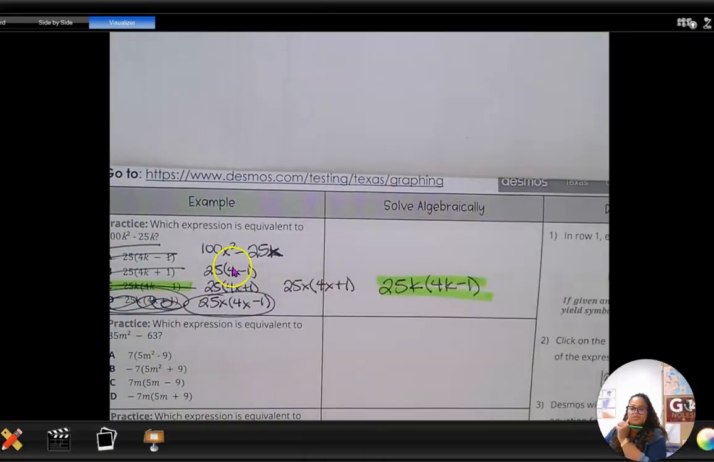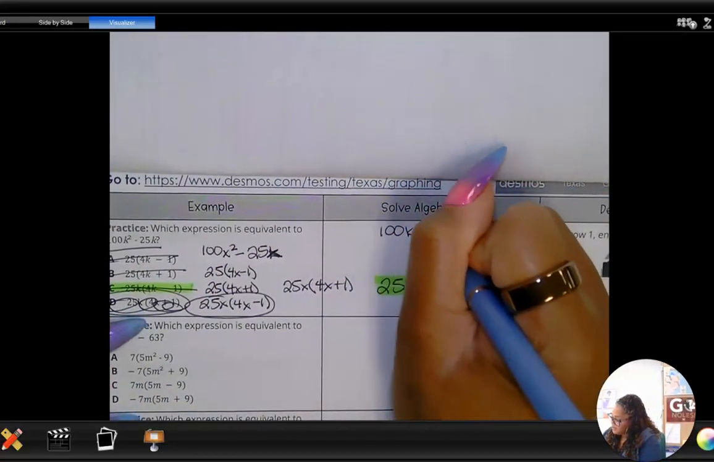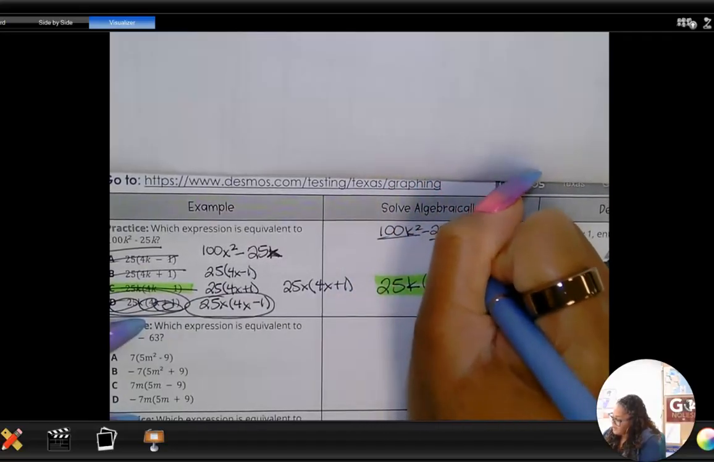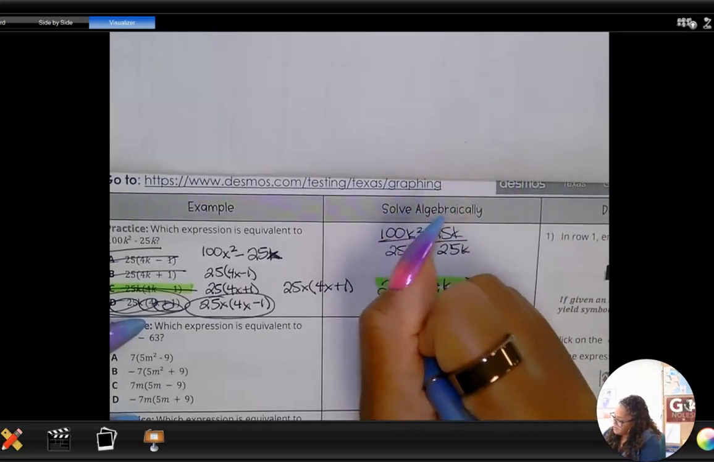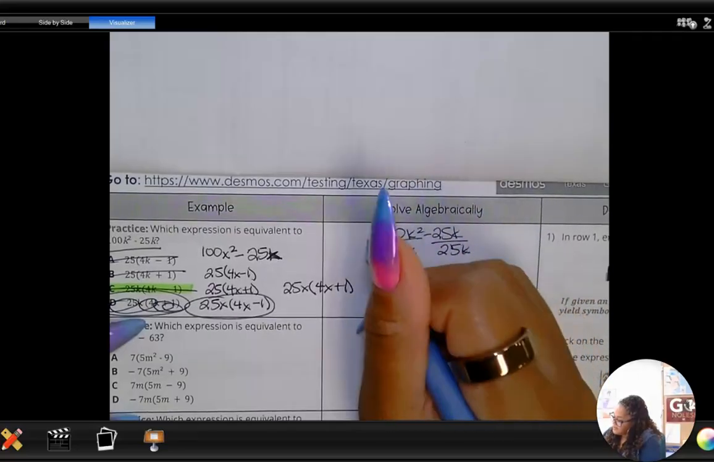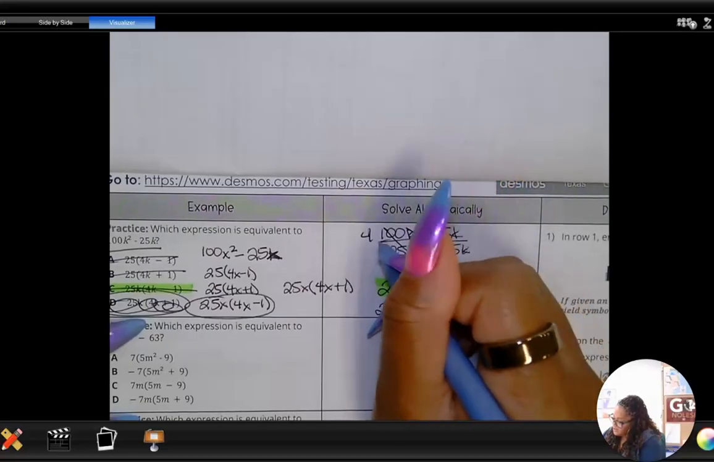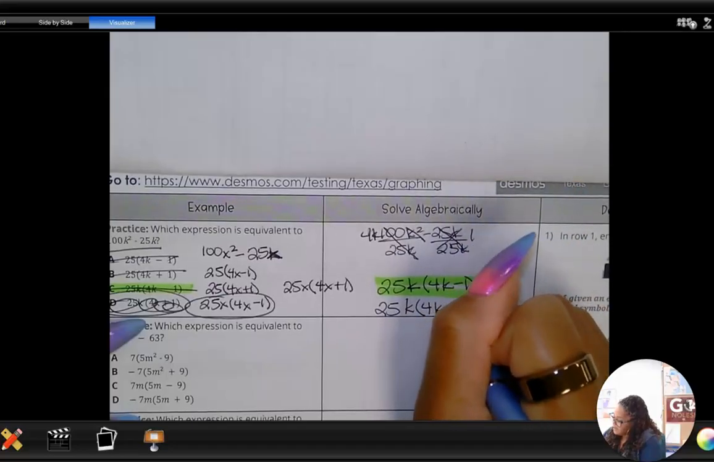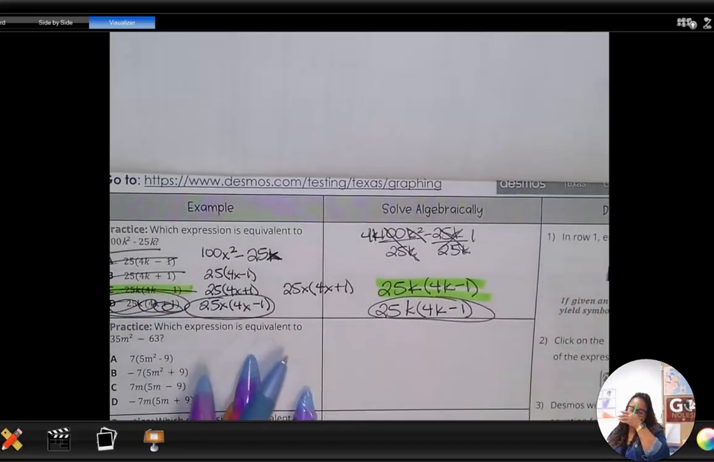And if we want to solve algebraically, we would factor 100k squared minus 25k. They both are divisible by 25k. So I would take out 25k, and once I divide, this is 4, k squared divided by k is just k, and then this equals 1. So 4k minus 1, which equals what we have here per the calculator.